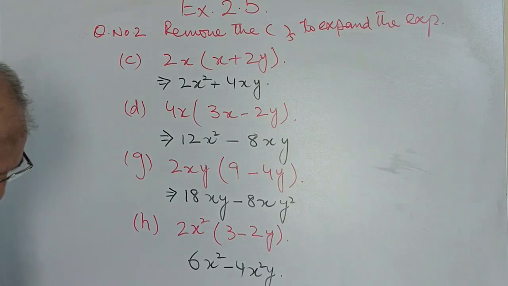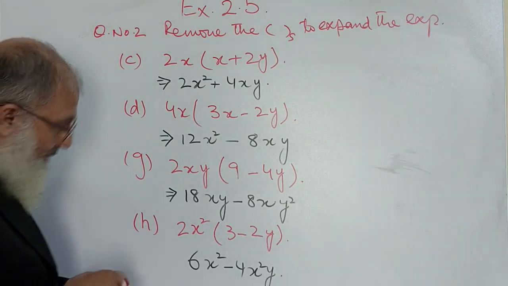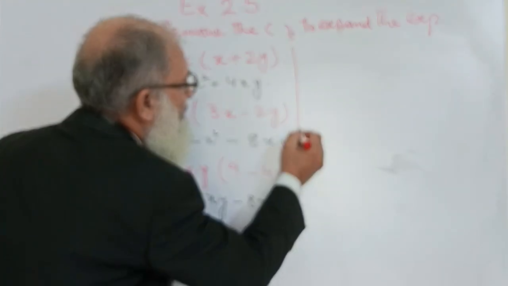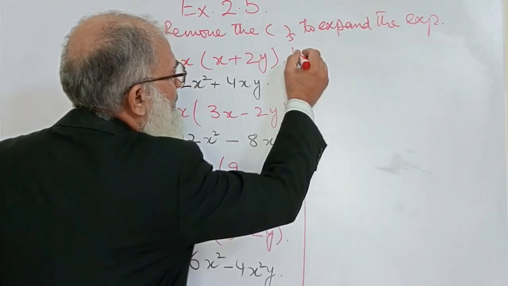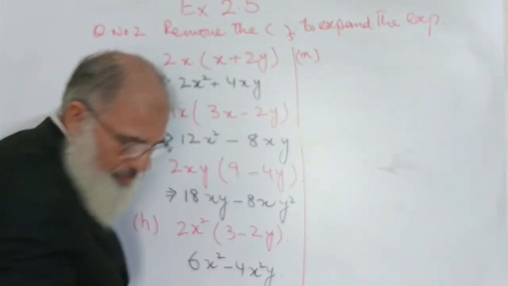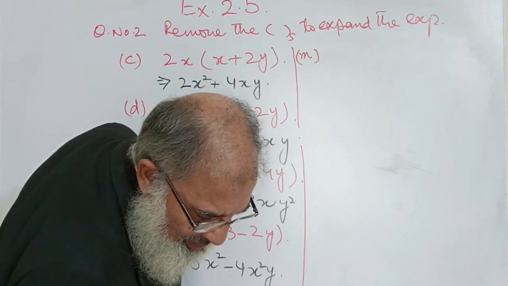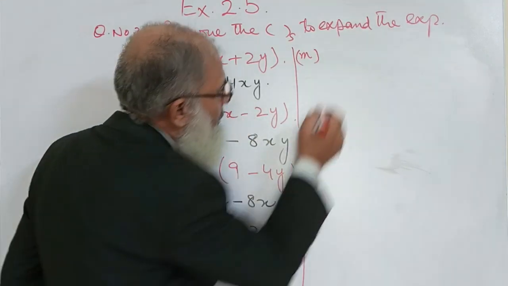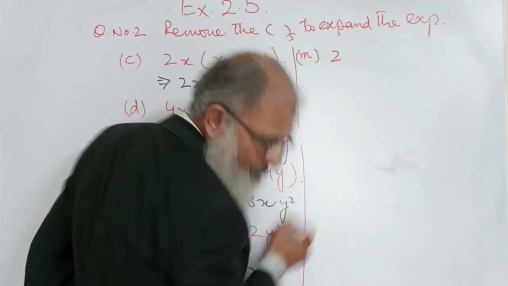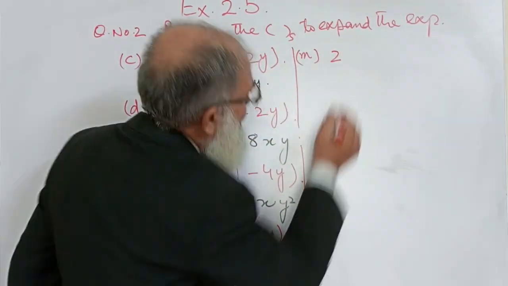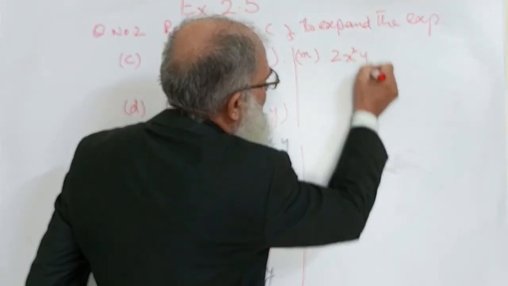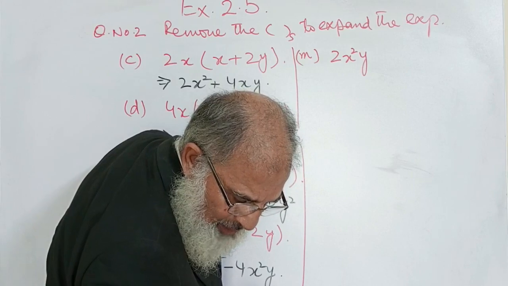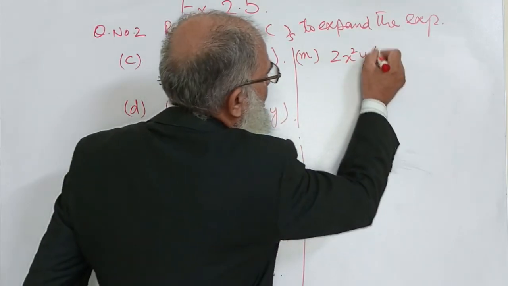Part M. I hope it is visible to you. 2x square y, and what is written in the bracket is y minus 2x.